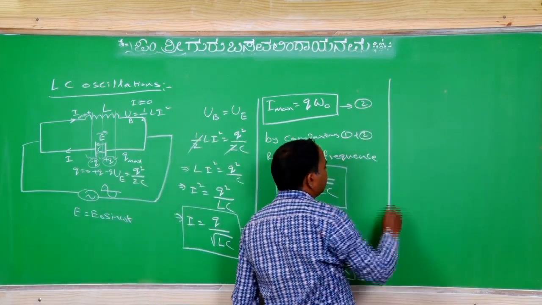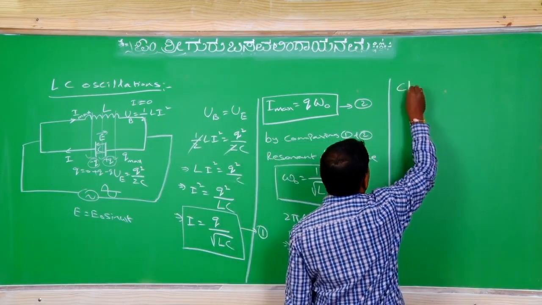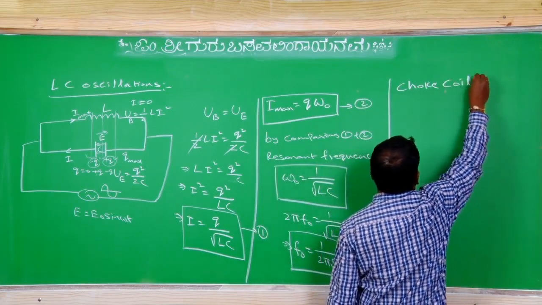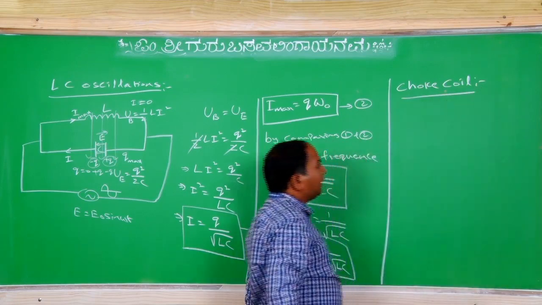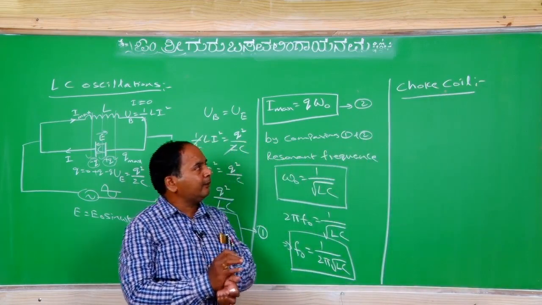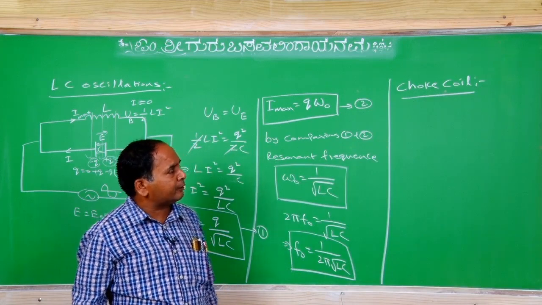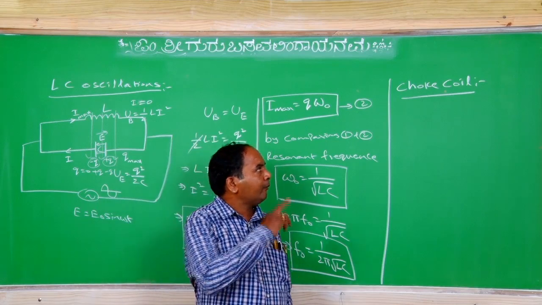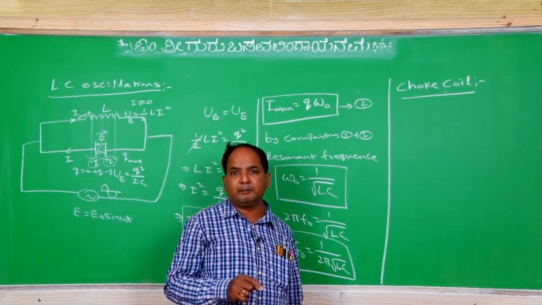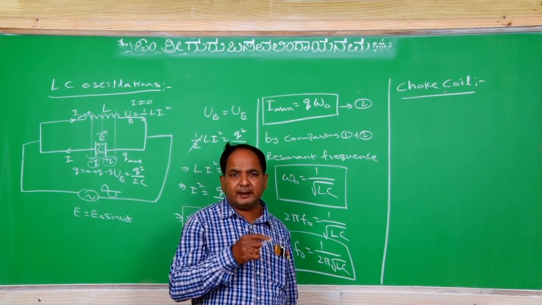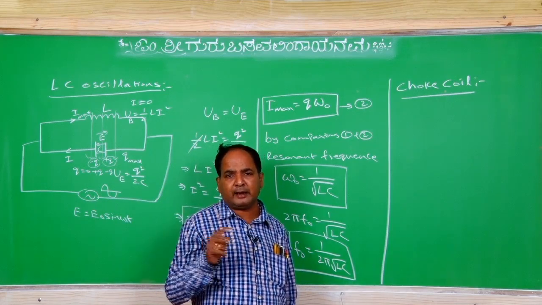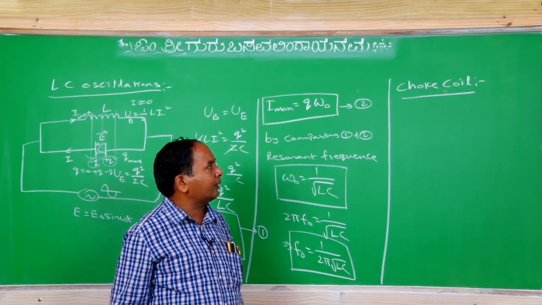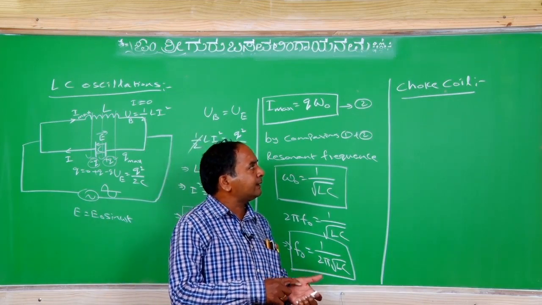After LC oscillations, next you should know a little bit regarding the choke coil. Already you know about the choke, which is generally used in the case of tube lights. When the fluorescent tube is there, on the frame one rectangular box is there. That box is said to be the choke coil.